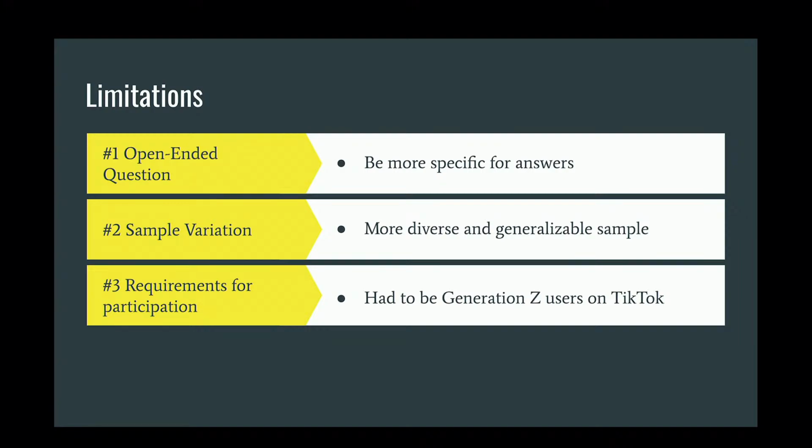Sample variation is our second one. Limited diversity in participants may have affected the generalizability of the results, as the sample lacked geographic, socioeconomic, and cultural variety. Our third and final being participation criteria. Focusing solely on Generation Z TikTok users narrowed the study's scope, excluding other age groups and platforms that could have provided a broader perspective.